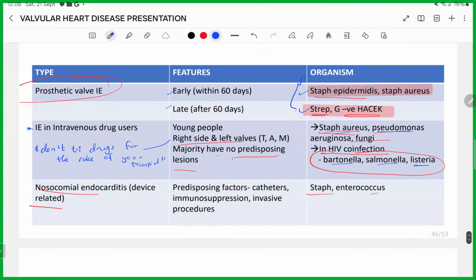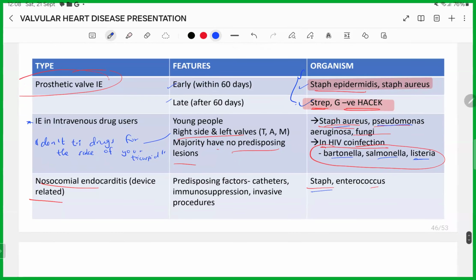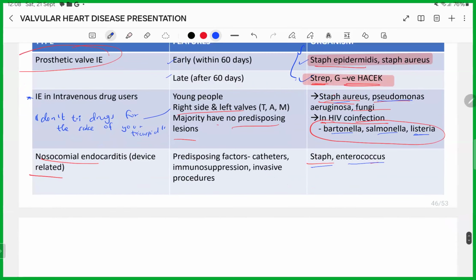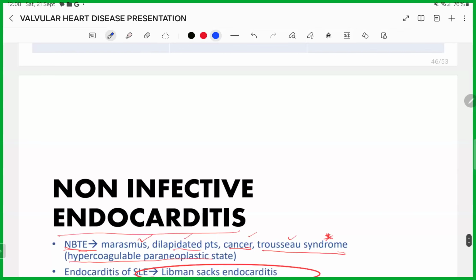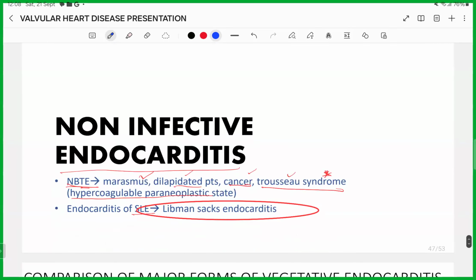And then in nosocomial endocarditis, people who have these devices in situ, catheters, etc., or they've had some interventional cardiology procedure, Staph is an offending organism, as well as Enterococcus. So that is it for infective endocarditis. And then now to the last part, which is non-infective endocarditis. You have two types.